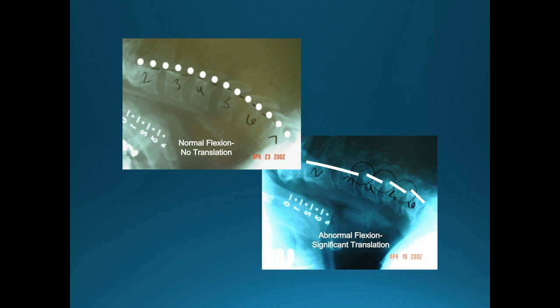You would not see that in a regular X-ray. You have to order flexion extension films to see that, and that's the importance of getting a whole series. If you just get a regular X-ray, normal, and that's what it would look like. But when you start forcing movement by flexion extension, then you see these.